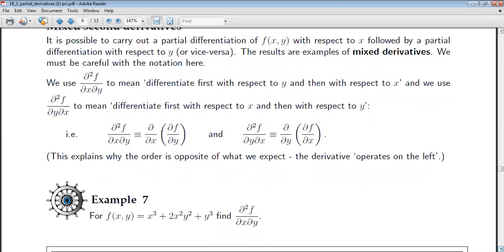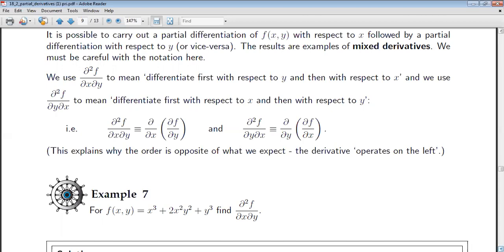Okay, just write down this example. Example 7, is it visible to all of you? Yes, sir. So write down f of x y is x cube plus 4 x square y plus 3 x y square. You have done that? Okay, so to find del square of del x del y, first find del f del y.